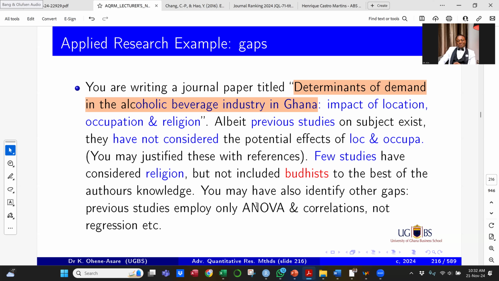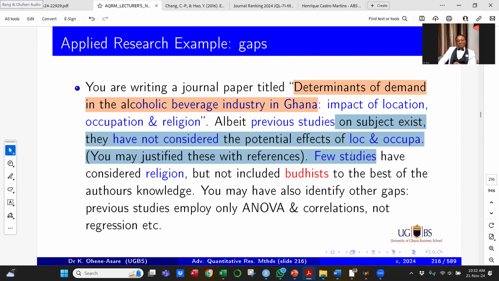So you can see that these gaps I'm talking about at the end here are methodological gaps. And the gaps I said in front here are conceptual gaps, okay, or empirical gaps. So note that it's not all the time you can have methodological gaps. You can also have other gaps related to that.